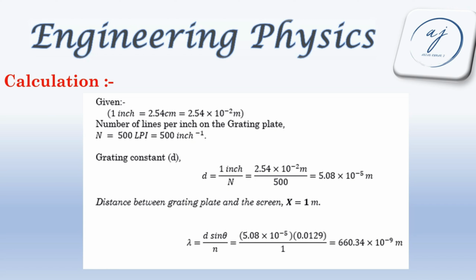By substituting the value of sin theta, the grating constant and the order of diffraction, you can calculate the wavelength. Here we have calculated for the first order of the diffraction pattern, that is equal to 660.34 into 10 power minus 9 meter.